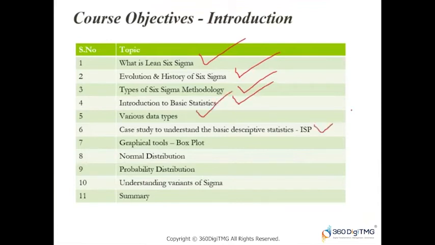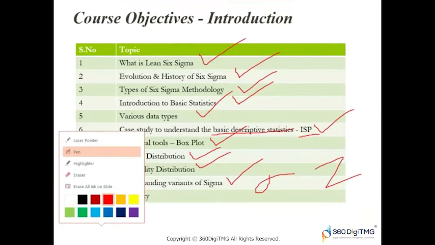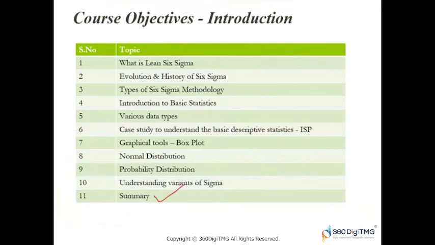And then we'll be looking into a case study of internet service provider to understand the basic descriptive statistics. We'll be looking into few of the graphical tools such as box plot, histogram, etc. We'll be looking into the probability distribution, including the normal distribution. We'll also try to understand the various variants of sigma. And then we are going to recap the entire session in a nutshell.